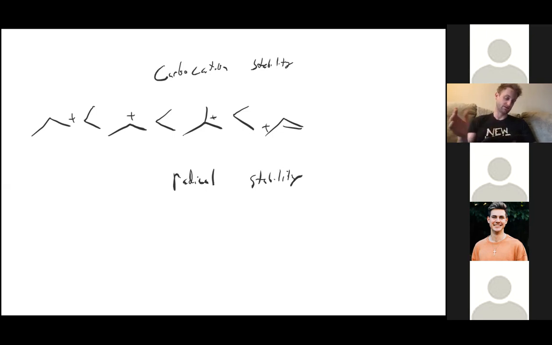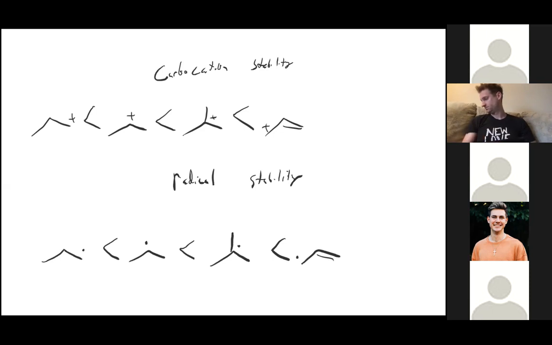Radical stability is going to follow the exact same pattern. So primary radical is going to be your least stable, followed by your secondary radical, followed by your tertiary radical, followed by your radical with resonance. And then the more resonance you have, the more stable it is, just like with the normal carbocation. And this one up top too.